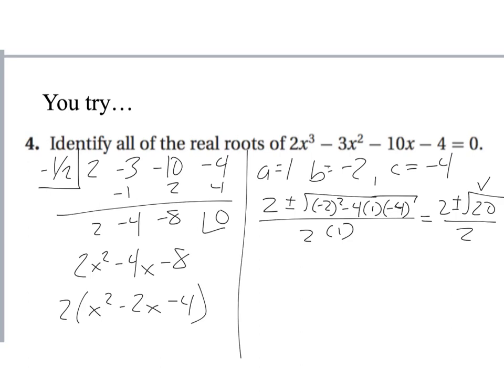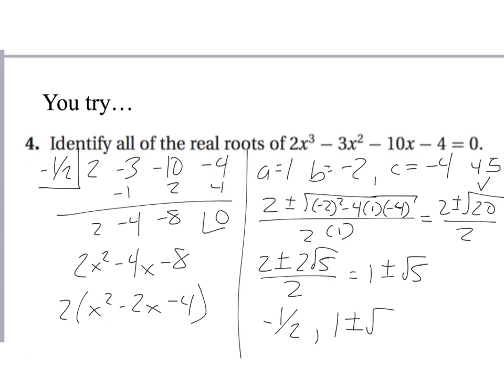That 20 factors to 4 and 5. So that means this will be 2 plus or minus 2 root 5 all over 2. And all the 2's cancel out, and it's 1 plus or minus root 5. So the 1 plus or minus root 5 give us our 2 weird decimal ones. So our solutions are negative 1/2 and 1 plus root 5 and 1 minus root 5.